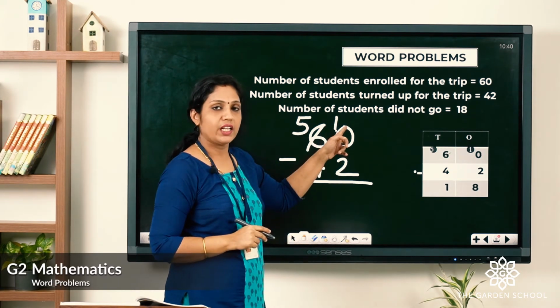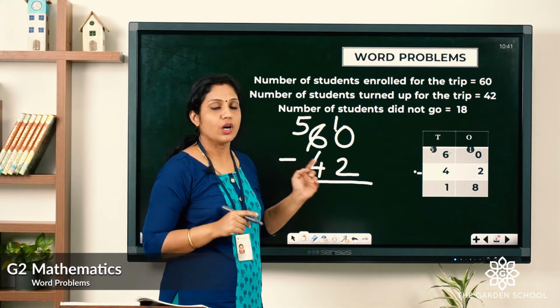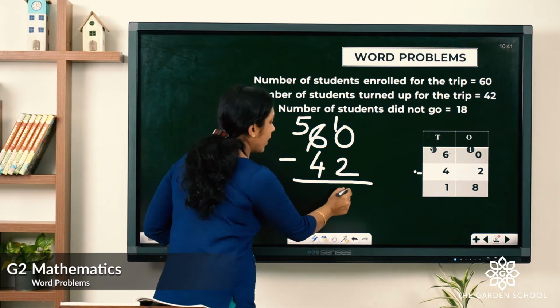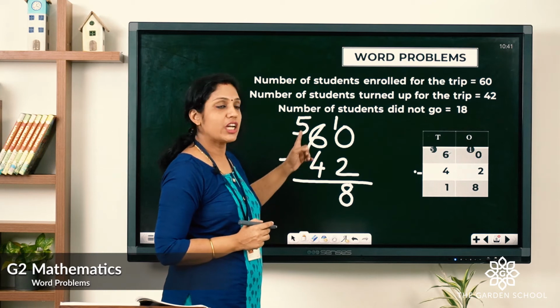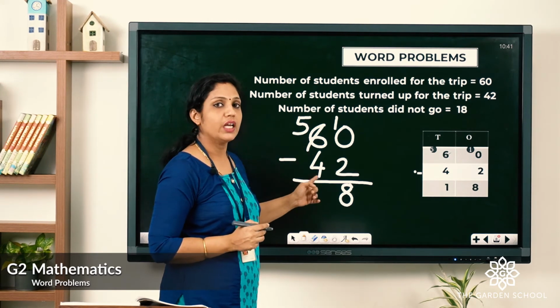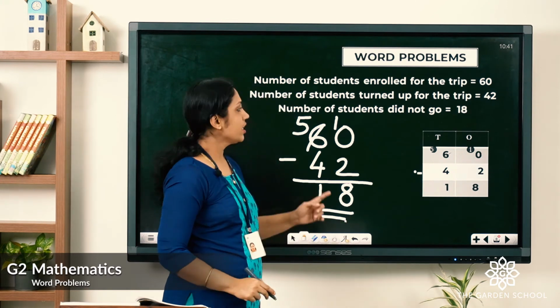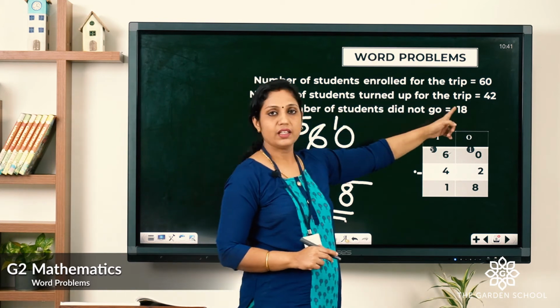Now we have 10 in the ones place. What we should do? 10 minus 2. How much is 10 minus 2? Yes, it is 8. So write that in the ones position. We have in the tens position 5 minus 4. It is 1. So how many students did not go for the trip? It's 18. Write this answer there.